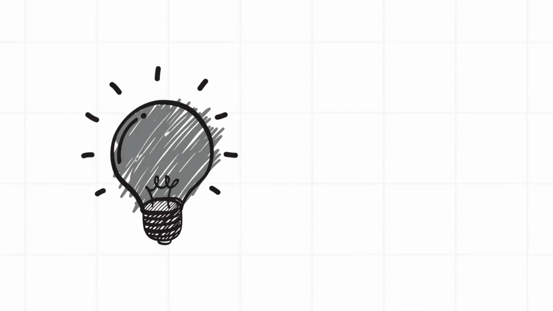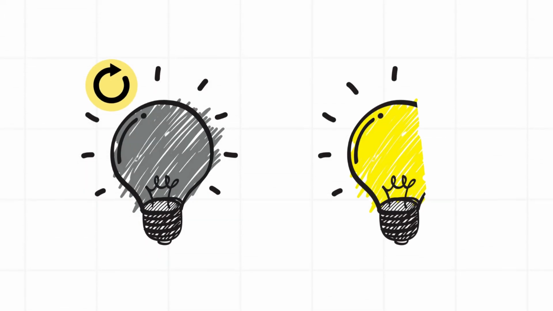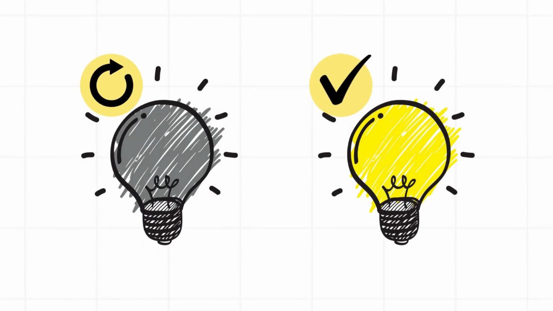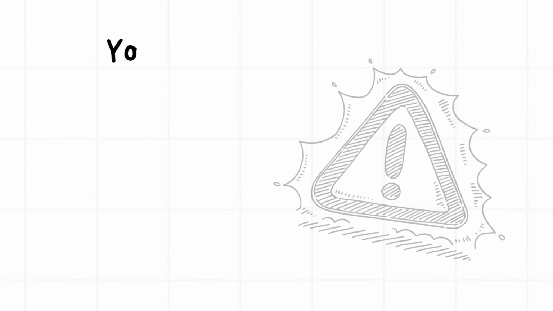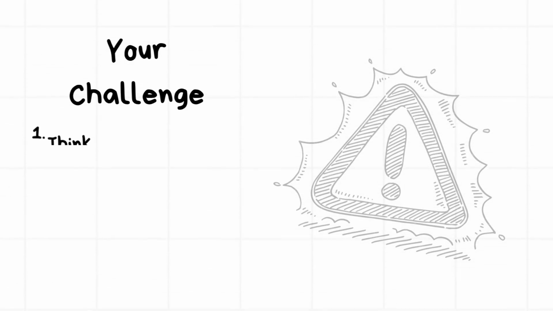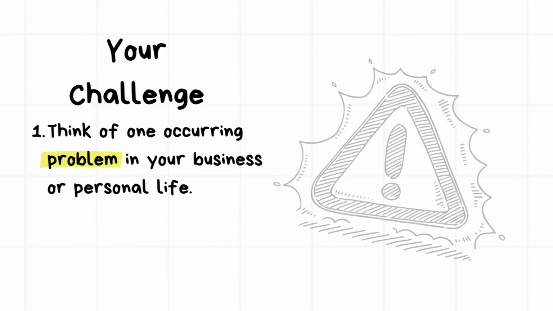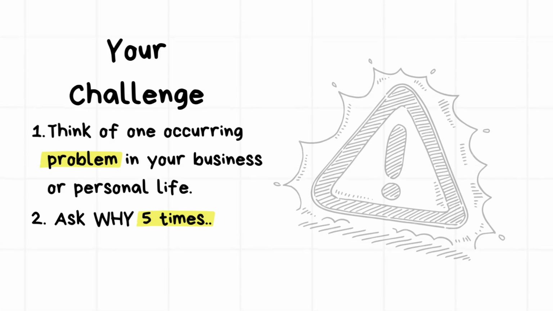The 5 whys turns you from a person who fixes the same business problems over and over into a person who solves problems permanently. It's simple, it's free, and it works. Your challenge. Think of one recurring problem in your business or personal life right now. Grab a pen, write it down, and then ask why 5 times. You might be surprised at what you can fix from just asking those simple questions.